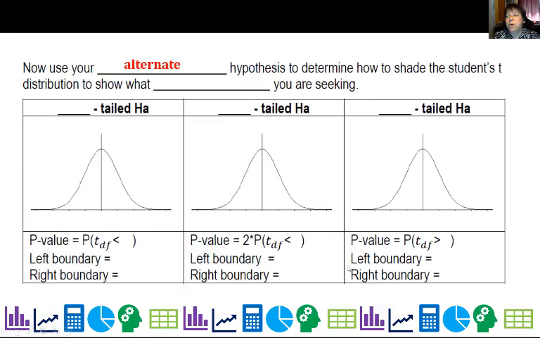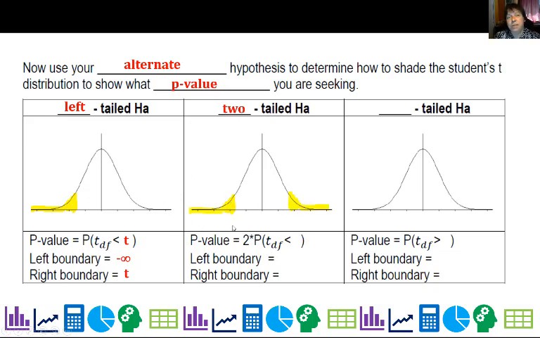So now you use your alternate hypothesis to determine how to shade the t-distribution and show what p-value you are seeking. If it's a left-tailed, so if you're looking at a negative slope, you're going to shade to the left, and you're going to take in whatever your test statistic was. Your left boundary, because you're starting way over here, is going to be negative infinity, and you'll go to whatever your t-value is.